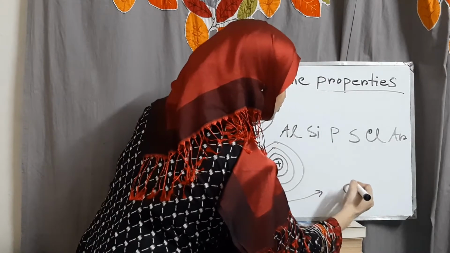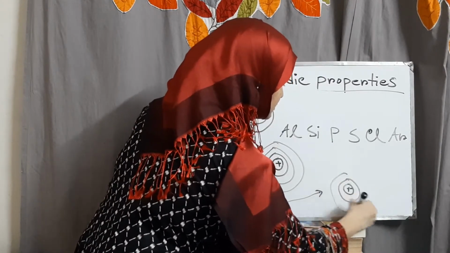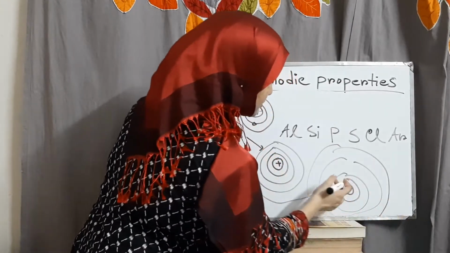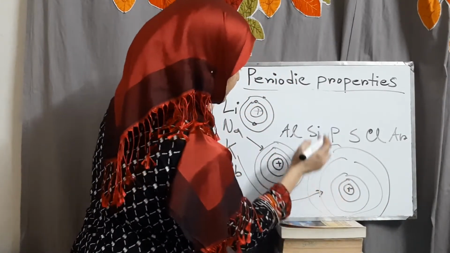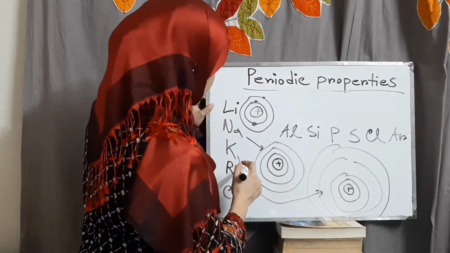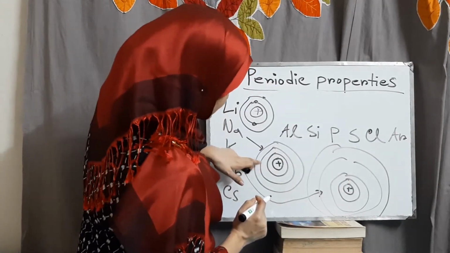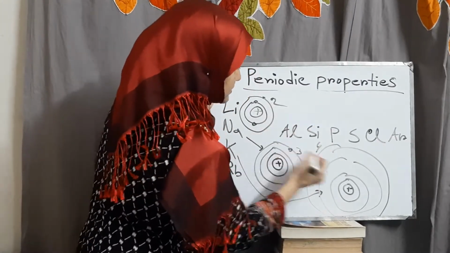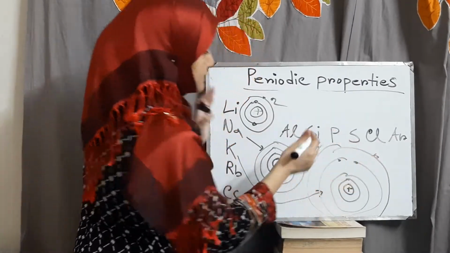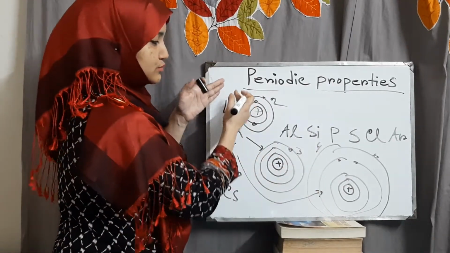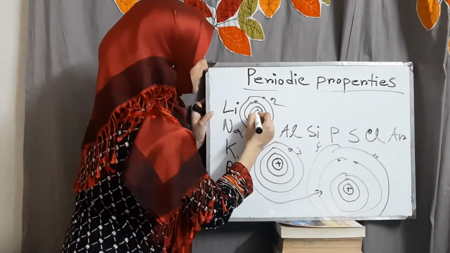For potassium, 1, 2, 3, 4 shells. This is 3, this is 4, this is 2. Okay. That's why we can easily understand that the atomic radius increases.